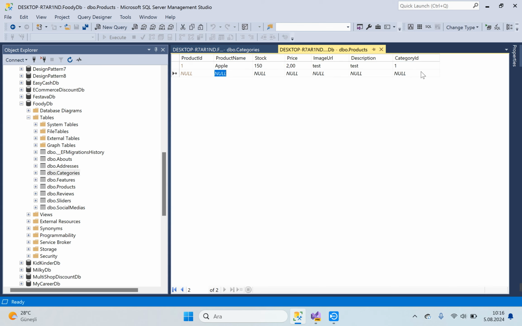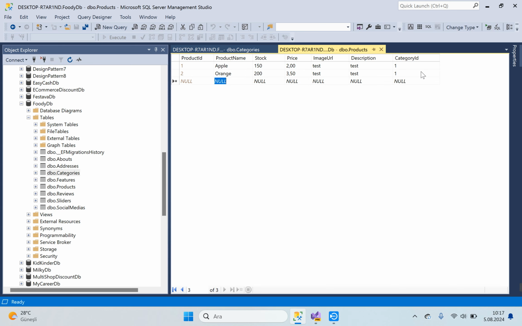Okay, now let's enter our second product. Our second product may be orange. Stock count is 200. Price €3.50. Okay, image URL test, description test, category ID 1.